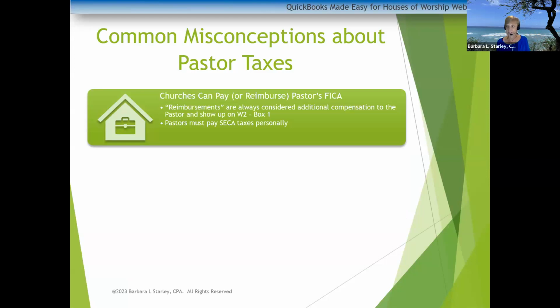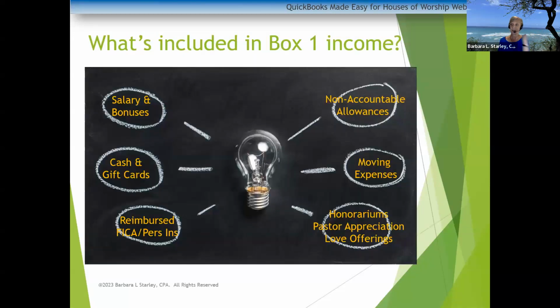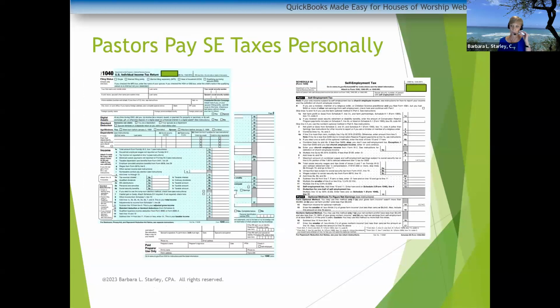And always a pastor pays SECA taxes personally. Social Security and Medicare taxes are the pastor's personal responsibility. So if we ever pay personal expenses, it's going to end up as income. So we just talked about that. We saw that on box 1. We said that the reimbursed FICA or any kind of a personal reimbursement is going to be taxable. Okay, so it's going to show up in box 1.